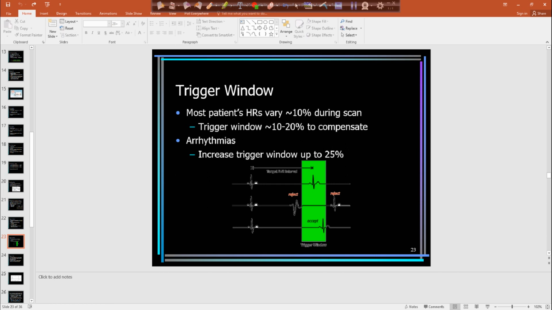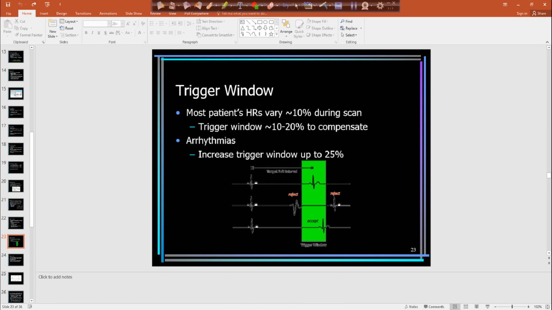This is what we predicted. It should occur right around here, but sometimes the QRS complex happens before or after. And what the system does is reject those QRS complexes and the affected TR for that particular filling of K-space, so we don't get the phase mismapping.